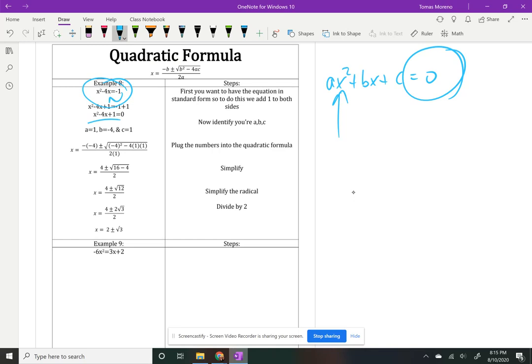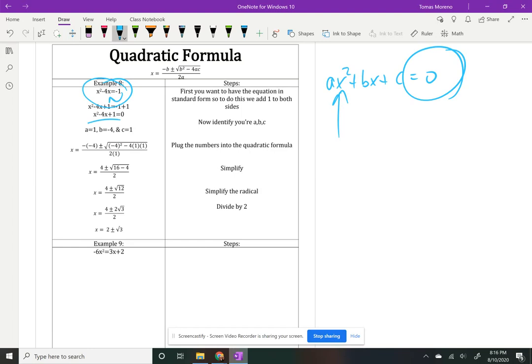The coefficient with the x term will always be your b, and then the c by itself is a number by itself, right? So now we plug and play. We plug in our numbers and simplify. 16 minus 4 is 12. Then simplify the radical, which is 2 square root of 3. Then we simplify this. 4 divided by 2 is 2. 2 divided by 2 is 1. That's why it's just the square root of 3.